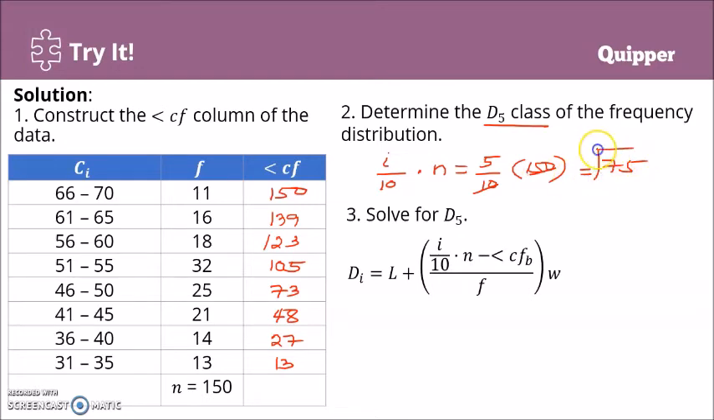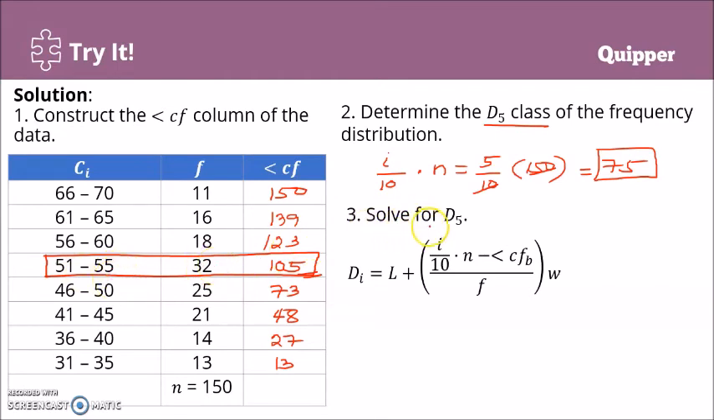Okay? And so, we are going to look for the closest less than cumulative frequency that is greater than 75. So, we have here 73. Greater than that, 105. So, ito yung closest. And so, it tells us that the class interval that contains the D sub 5 is this class interval 51 to 55. Okay? Now, we have already determined the D sub 5 class.